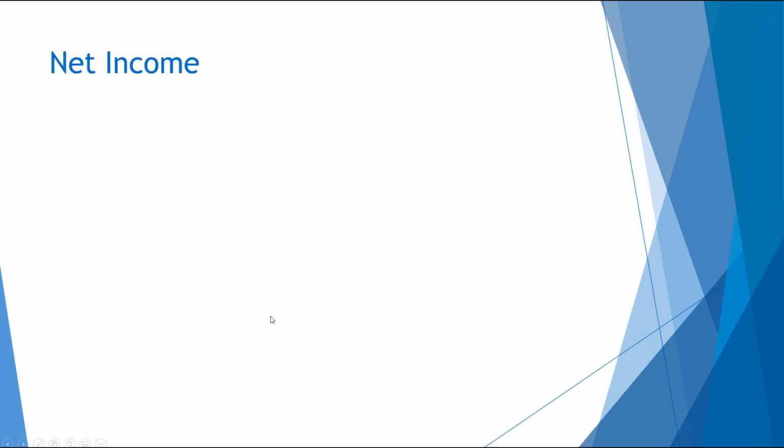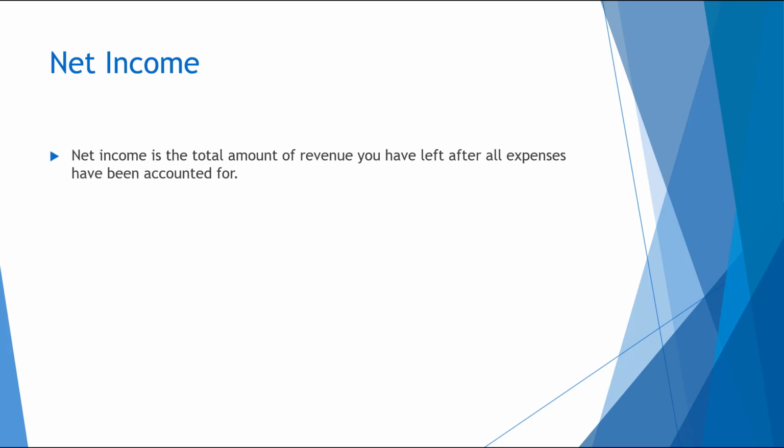Net income. Now we're to the big one that we all like to see. Obviously, net income is the total of your revenue that you have left after all your expenses have been accounted for. Now remember, we're talking about accrual accounting. So if you incurred something, you have to have it recorded, or if you earned something, you should have it recorded. So net income gets it down to what you truly have made in this company.